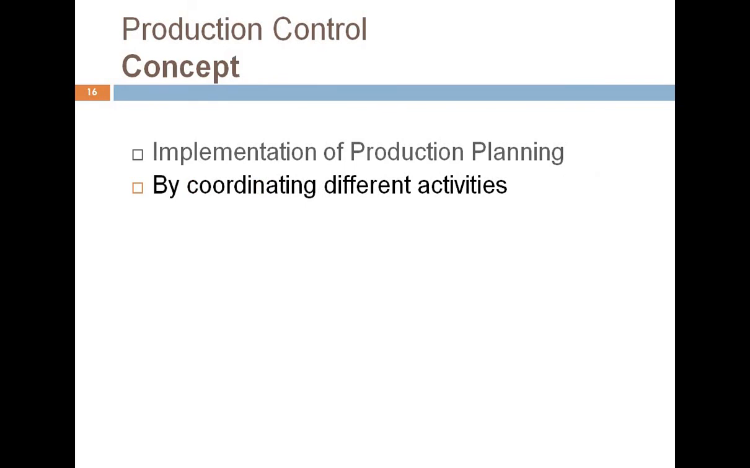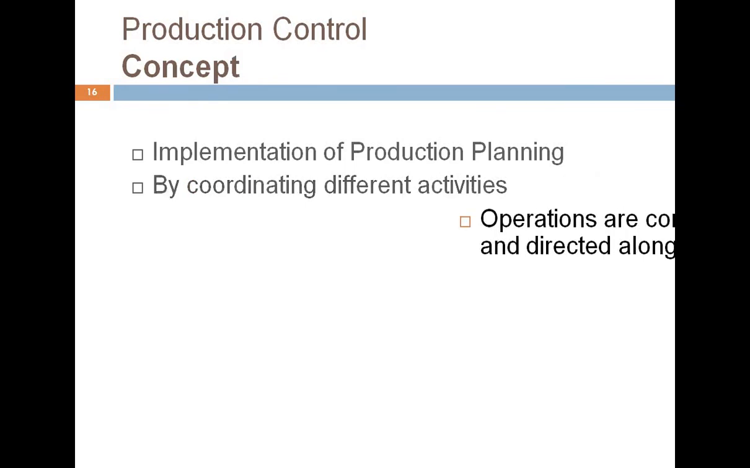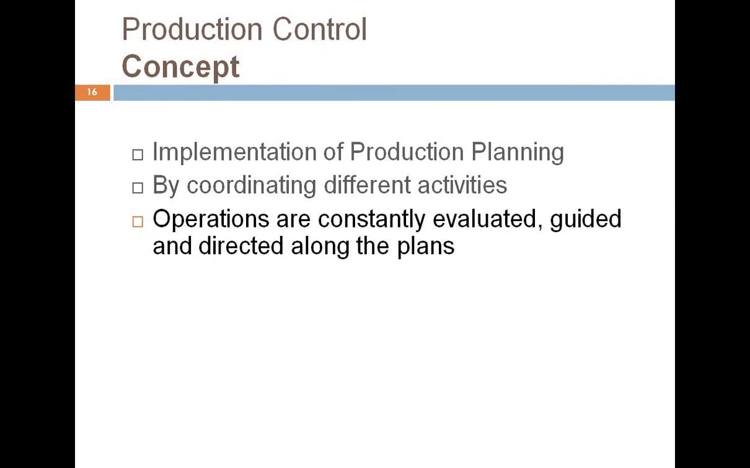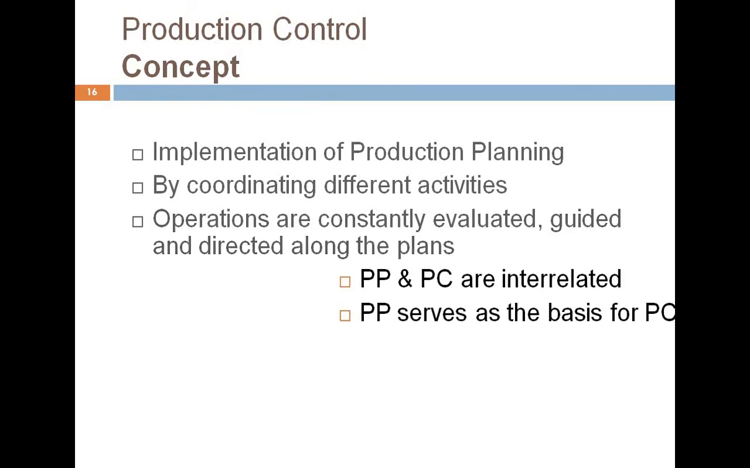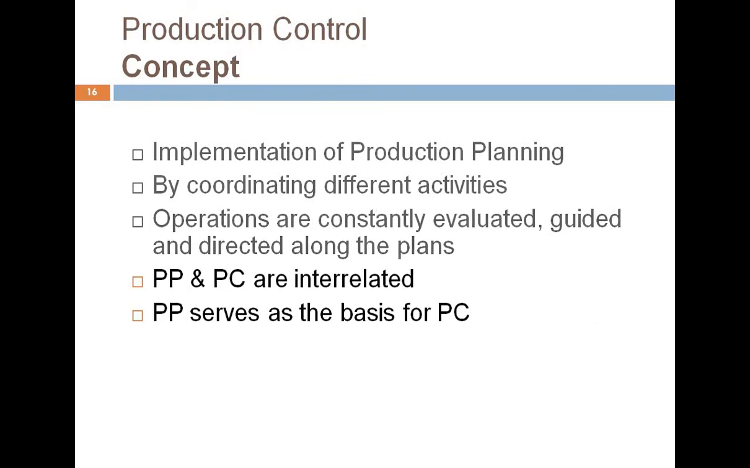So it is the implementation. By coordinating different activities, operations are constantly evaluated, right? Then we are going to guide and direct along the plans. If there are deviations, we are going to check, verify, and then guide. We are going for the directions as per the plans we have decided in the planning phase. So now the two important concepts are production planning.